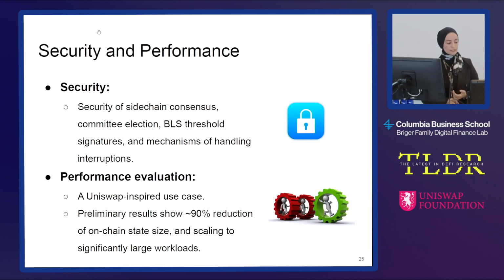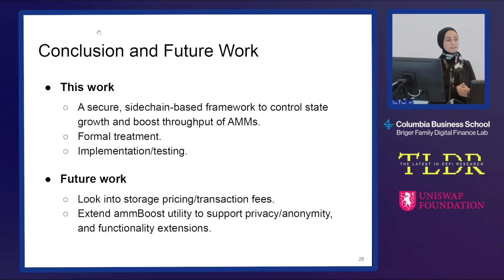We analyzed the security of the system, and we have built a proof of concept implementation of a Uniswap-inspired use case. My students are still working on the experiments. We expect to have them ready next week for the AFT deadline. For this reason, I'm not gonna talk more about the results. However, the preliminary results that we have show around 90% reduction of the on-chain state or storage cost of the AMM, and AMM Boost allows the AMM to scale to significantly large workloads. All of that will be confirmed once we release the paper.